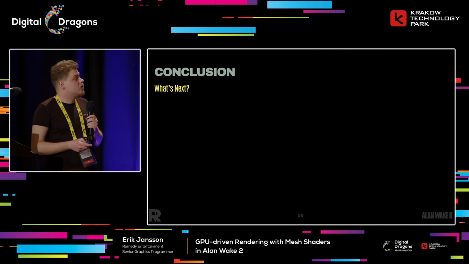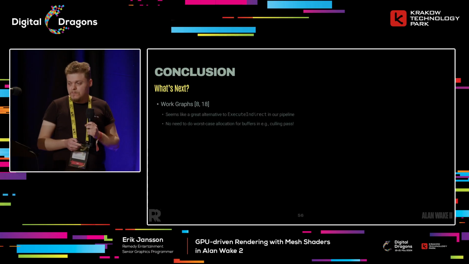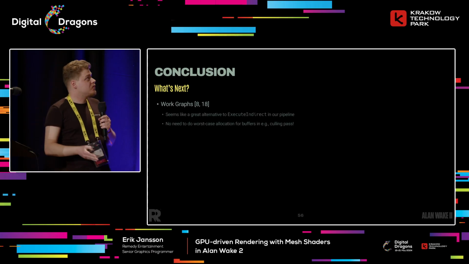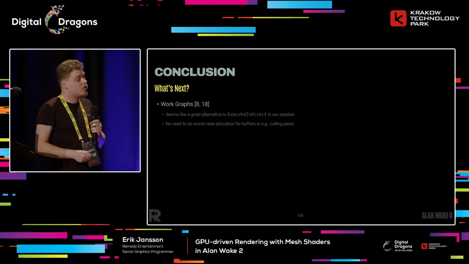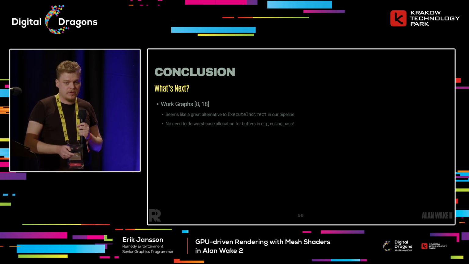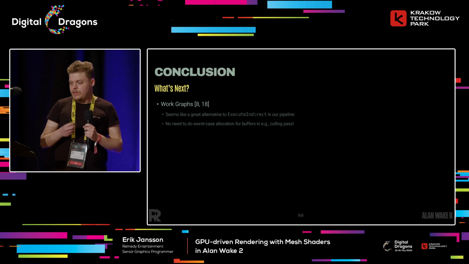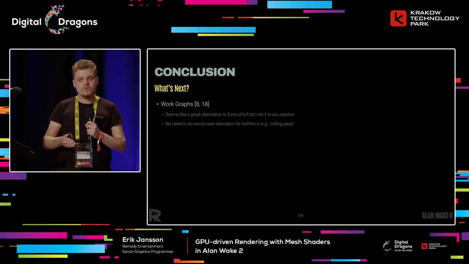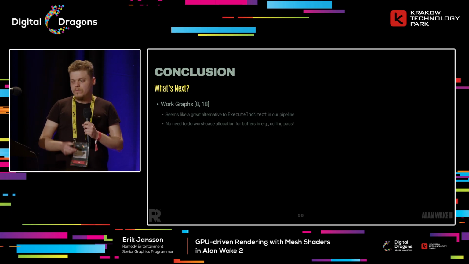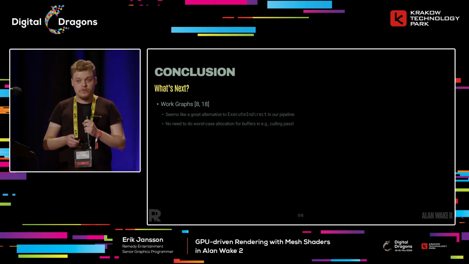So this leads us into what I think is next. This is maybe a bit into the future, but work graphs are definitely an interesting thing and something we are interested in. One of the immediate things it would help us with is that currently in the culling passes, when we do execute indirect, we don't actually know how much geometry we are outputting, so we need to do a worst-case allocation, and those buffers can become quite big. With work graphs, you don't really need to do that, so you don't get this bloat due to worst-case allocation.